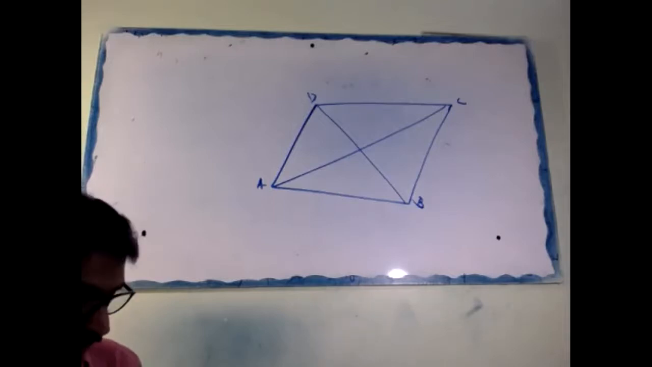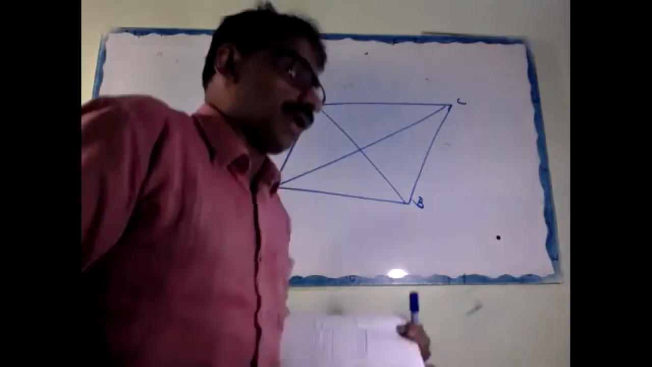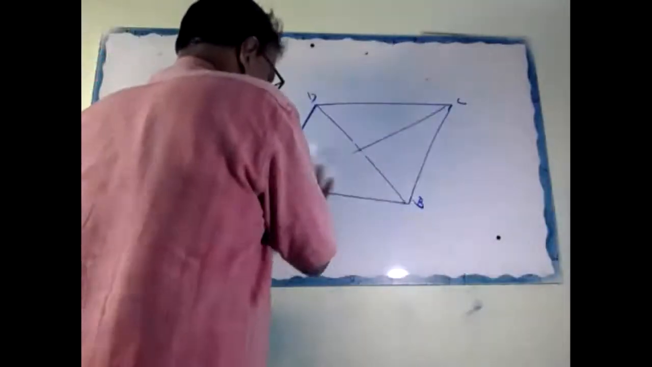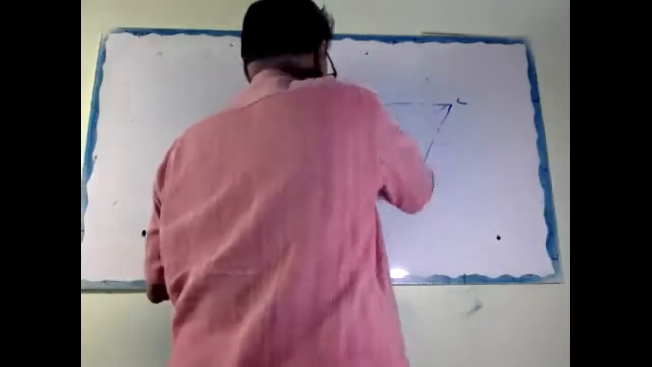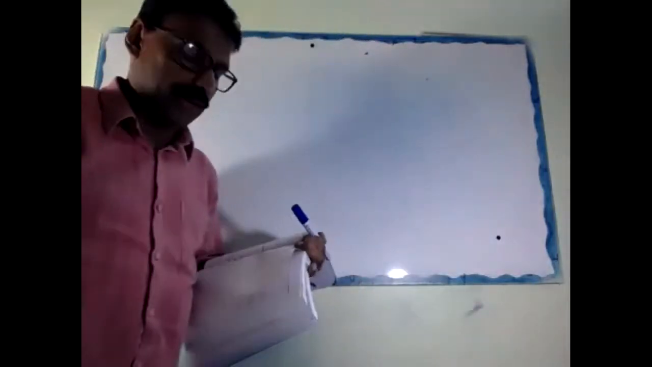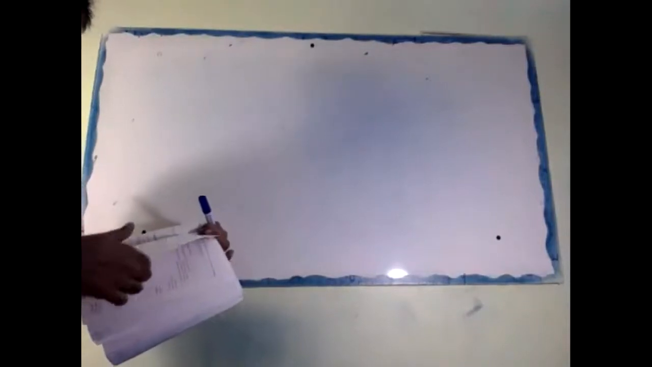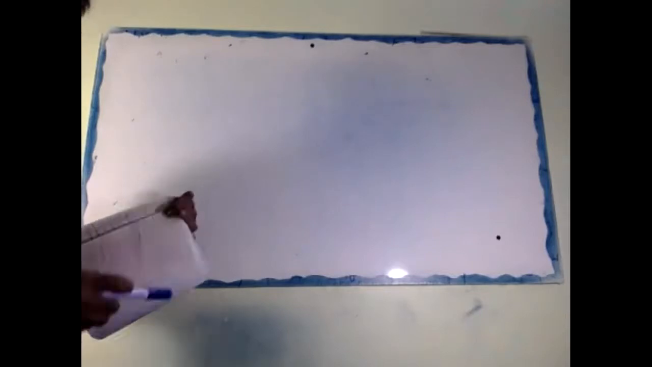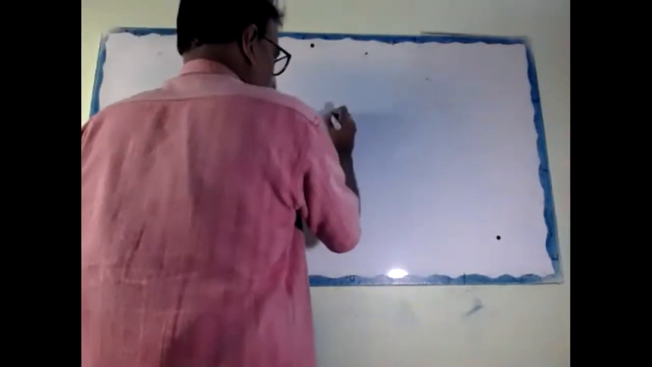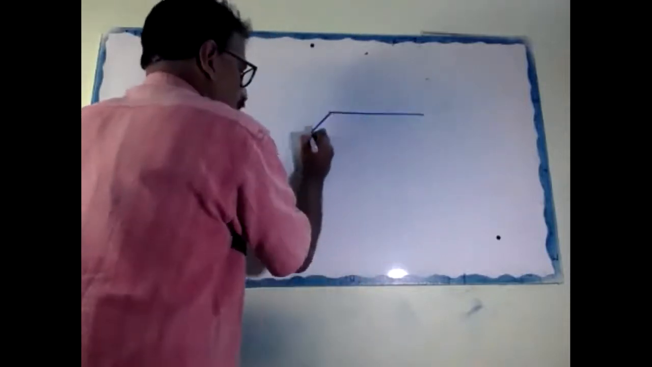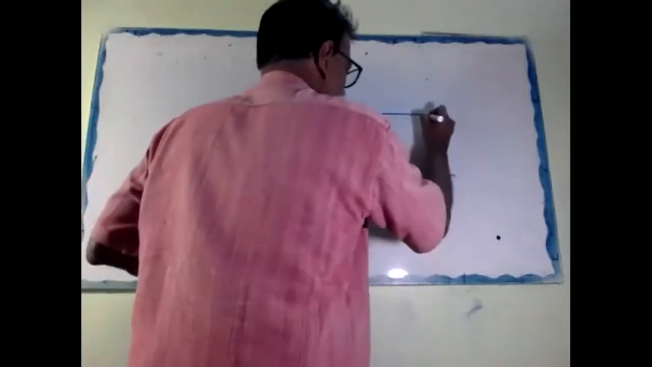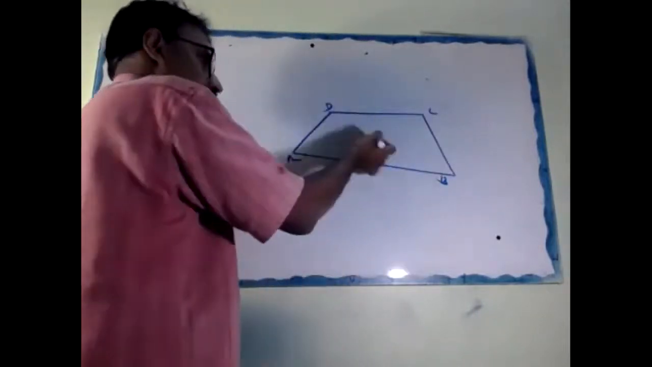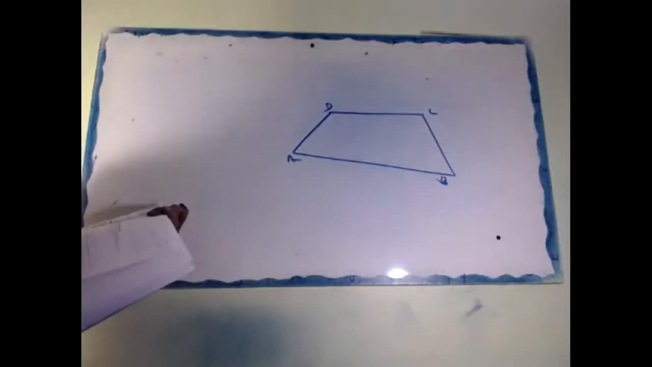A quadrilateral having one pair of parallel sides is called a trapezium. A quadrilateral having one pair of opposite sides parallel is called a trapezium. Draw this figure. Draw a clean figure with the pencil and scale.